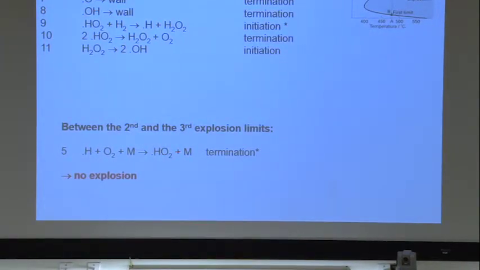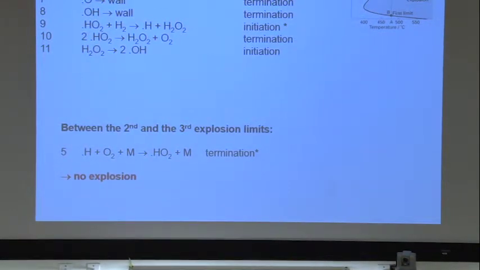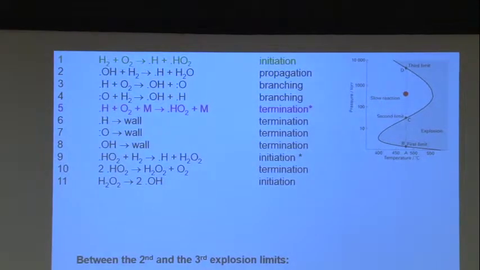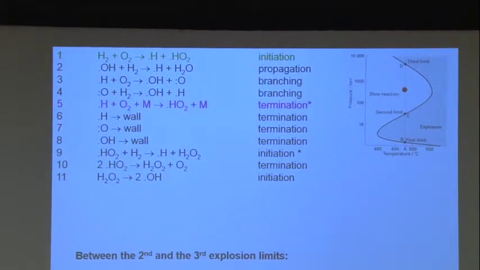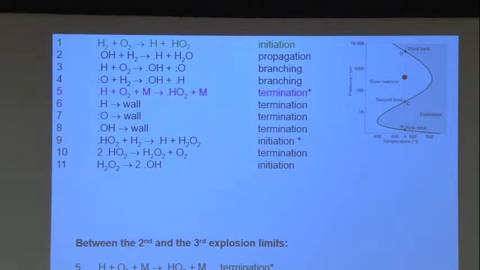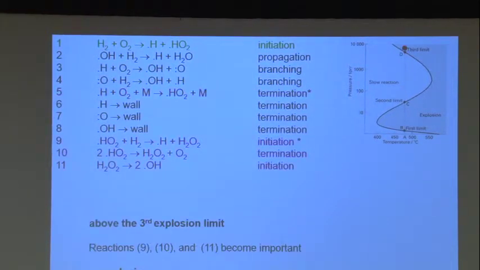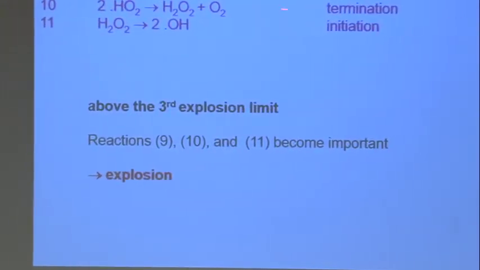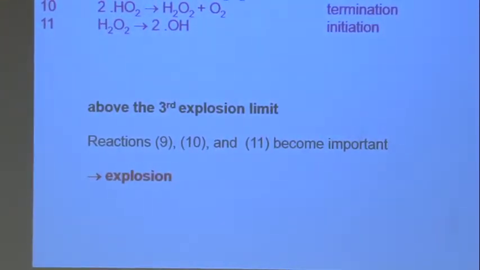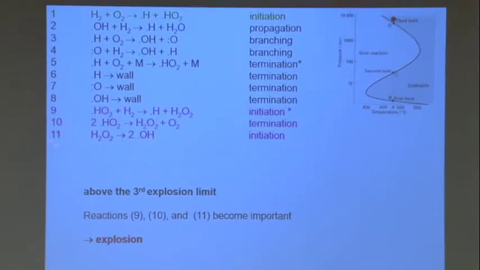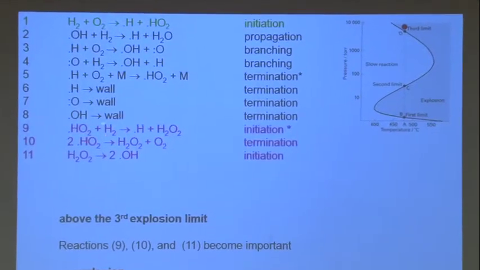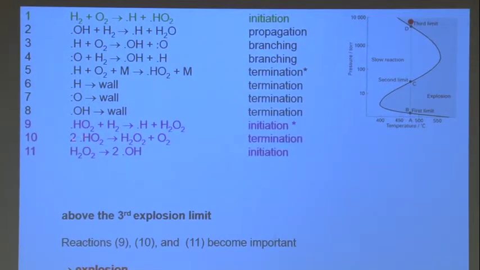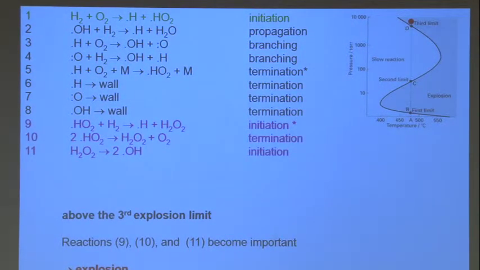Between the second and third limits, this termination reaction is important and dominates. So termination is again faster than branching, and we get no explosion. And then above the third explosion limit, life becomes quite interesting because we'll discuss this more tomorrow. This species here, HO2, we've said is quite unreactive. But what it does is two HO2s react together to form hydrogen peroxide, and the hydrogen peroxide dissociates to form two radicals, and we get branching.